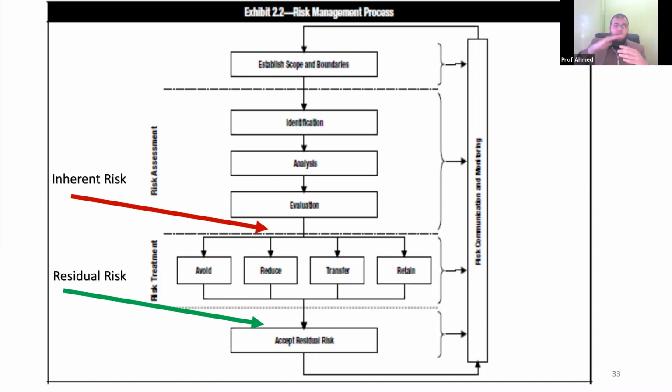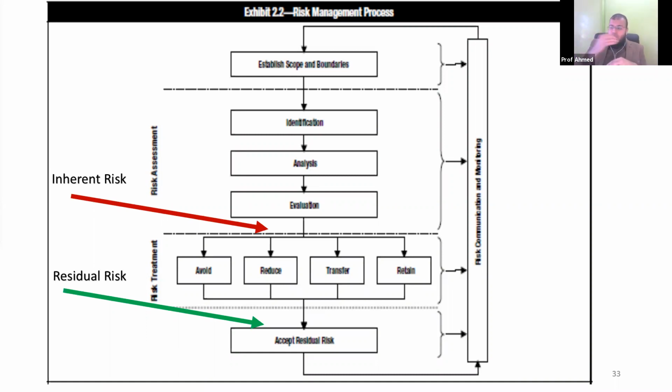Mitigate the risk means implement some controls to mitigate the risk. Transfer the risk means I will transfer the risk to somebody else, by outsourcing or by insurance. This transfers the risk, insurance or outsource. Or accept the risk as it is. Remember, accepting is not ignoring the risk. Ignoring the risk is something different.